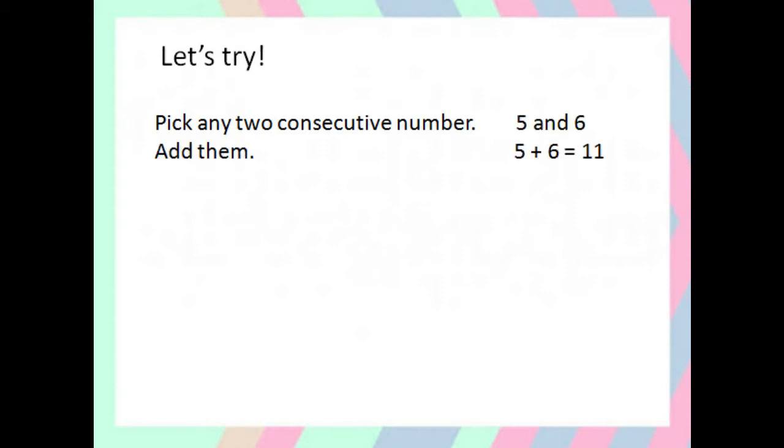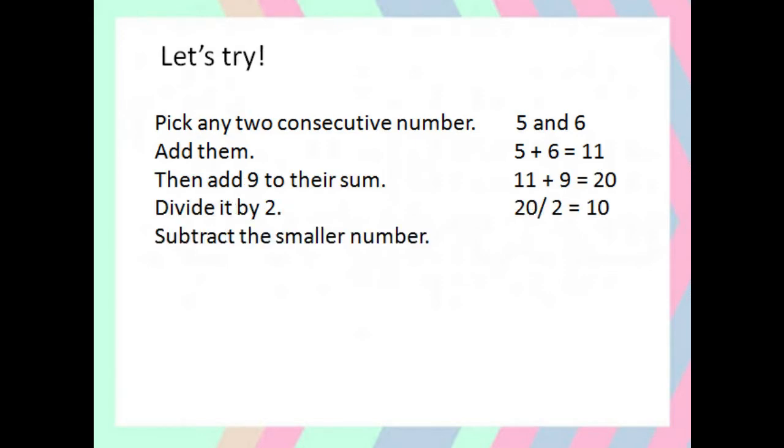Their sum is 11. Added by 9 is 20. Divided by 2 is 10. The number to subtract from 10 is 5, since it is the smaller number of the two original numbers. So 10 minus 5 is equal to 5. The number that we have is 5.